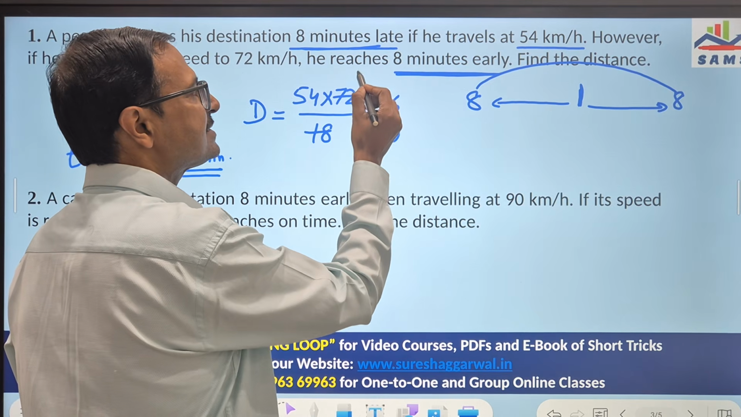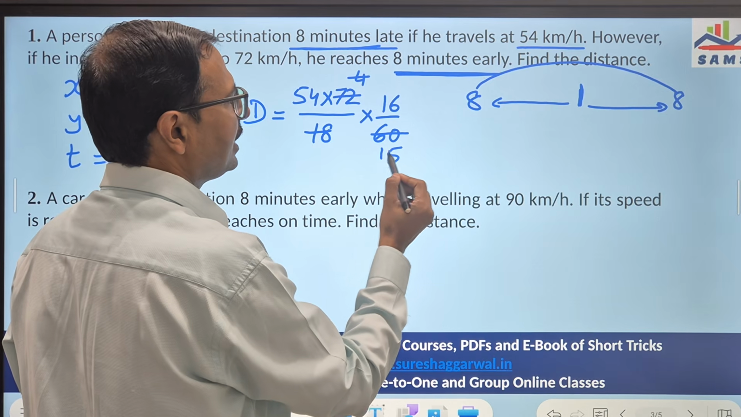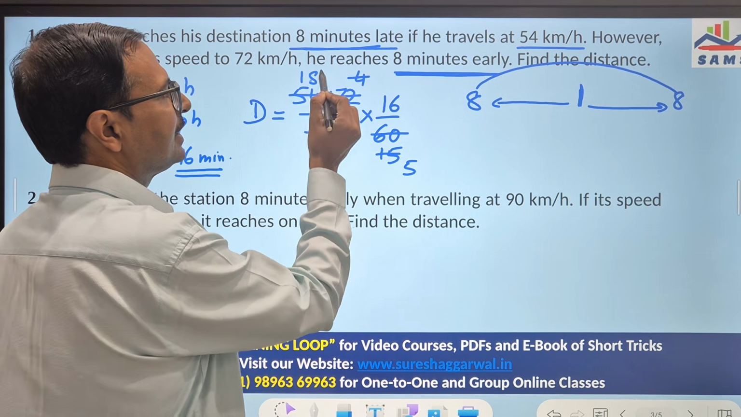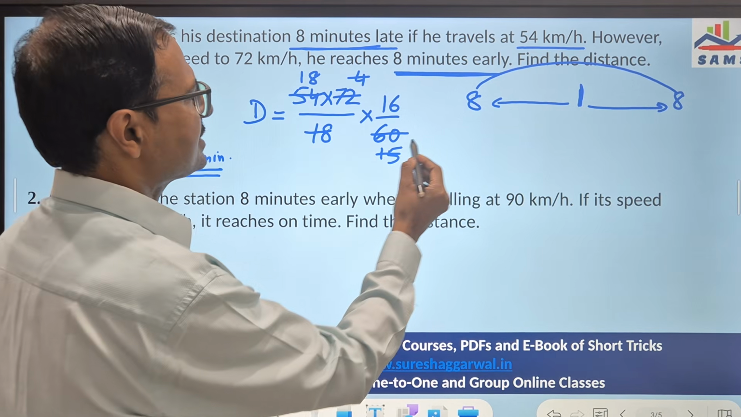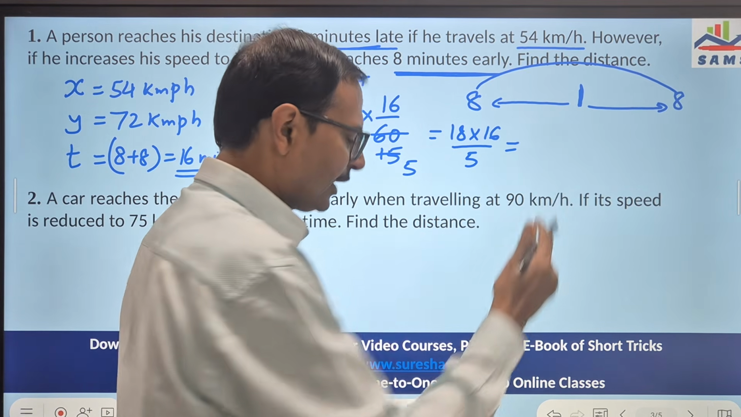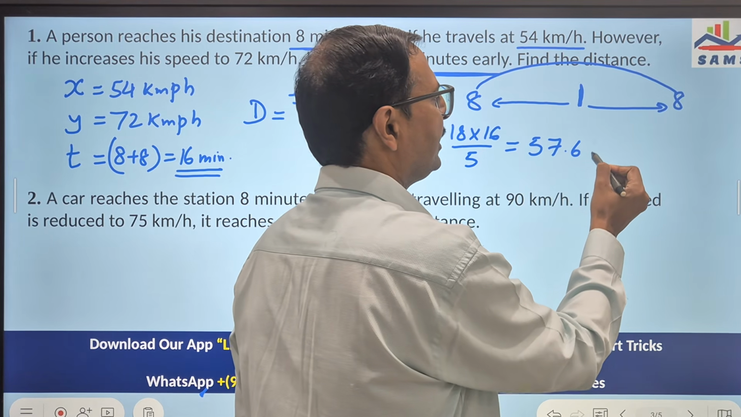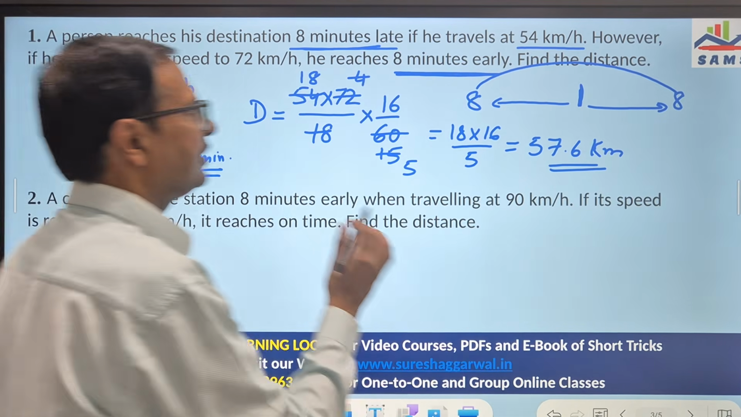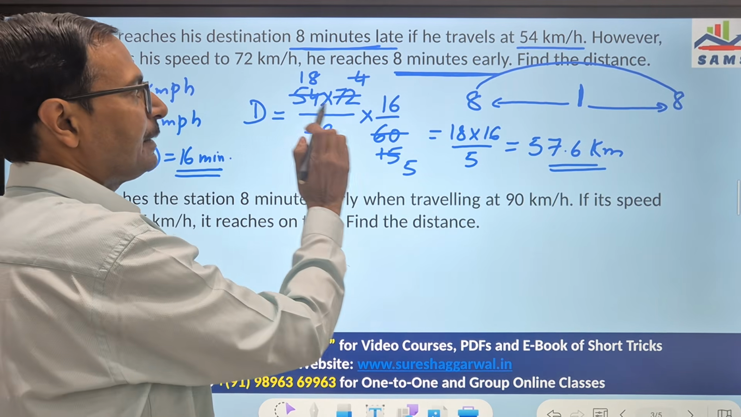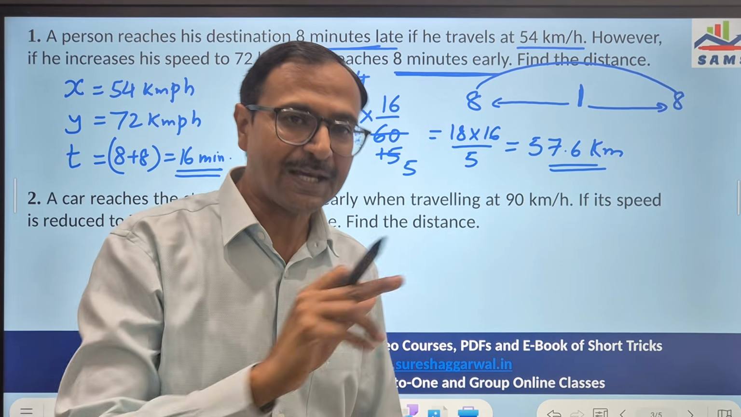So 18 cancels 72 exactly 4 times. 4 cancels this 15 times. And then there is a 3 common factor which makes it 5 and 18, I think. Yes, 18. So your answer will be just 18 times 16 over 5. And I have already calculated it for you. So this is 57.6 kilometers, which is the distance covered here. Now see, the formula is applied here: the product of speeds upon difference of speeds times the difference of times.